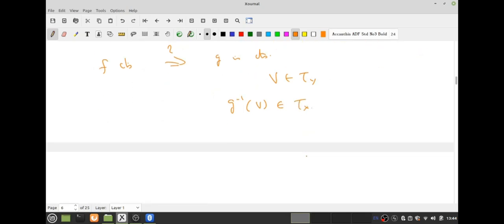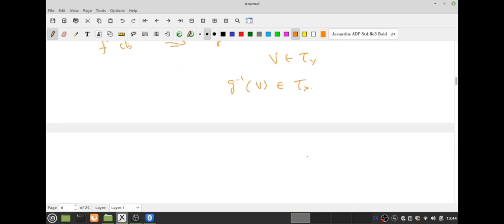Is that clear? Yes? Okay. But what is g inverse of V? Remember, this is a subset of X. Therefore, start with any x. Then x belongs to g inverse of V if and only if gx belongs to V. But what is this? gx is nothing other than fx. fx belongs to V. But remember, f already takes values in B. Therefore, this follows: fx lies in V intersected with B.